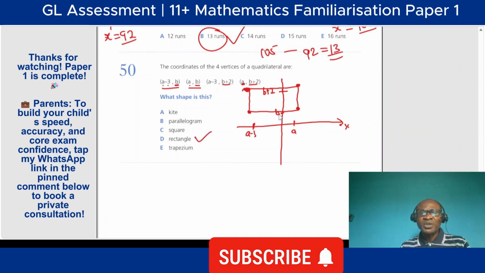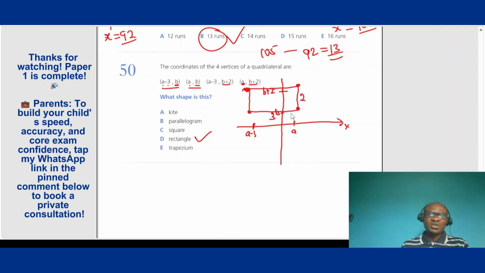What does it mean? Since here is b and here is b plus 2, it means that the height, or the width, is 2. Whereas from a to a minus 3 will give us 3. So that rectangle has a length 3 and a width 2. All right. This is where we end.